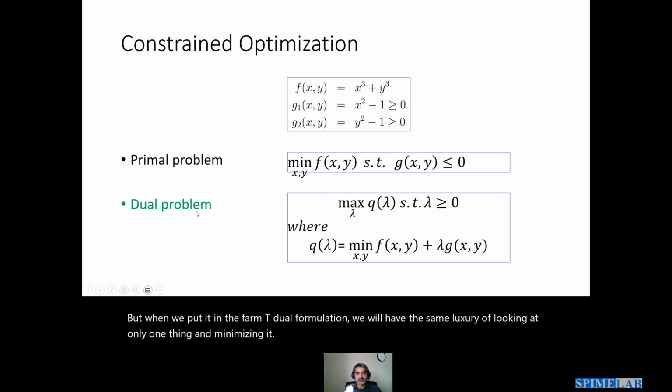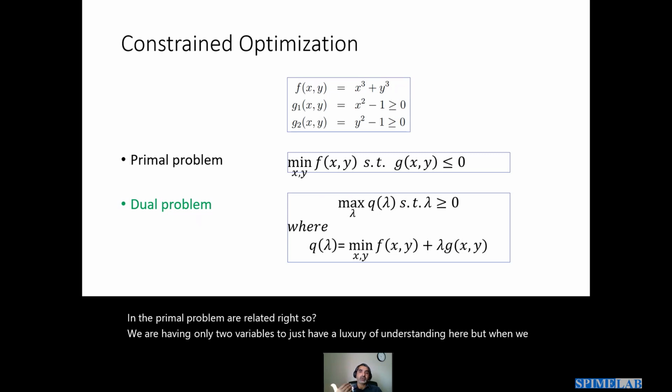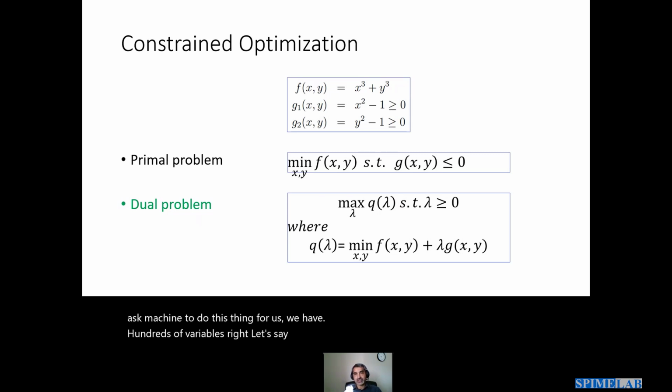So the dual problem and the primal problem are related, right? We are having only two variables just to have a luxury of understanding here, but when we ask a machine to do this thing for us, we have hundreds of variables, right? Let's say we are dealing with an image, 250 by 250, a huge number of features.